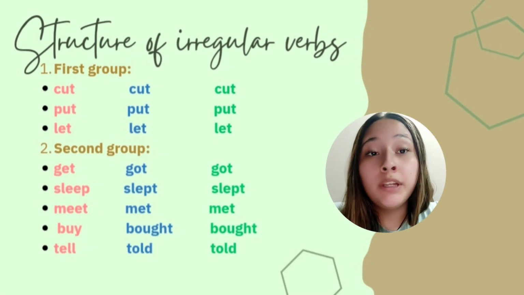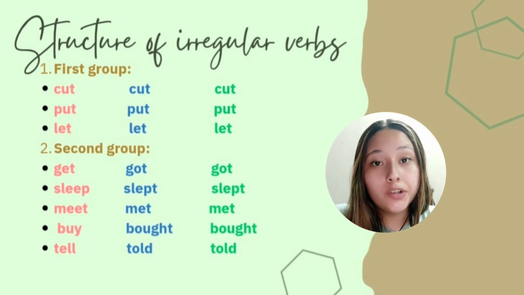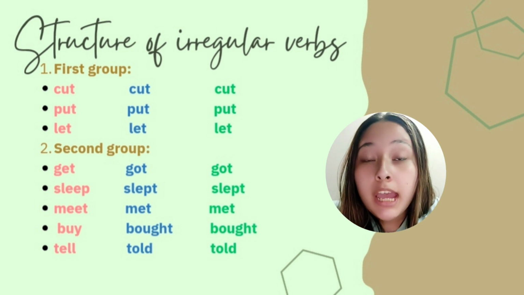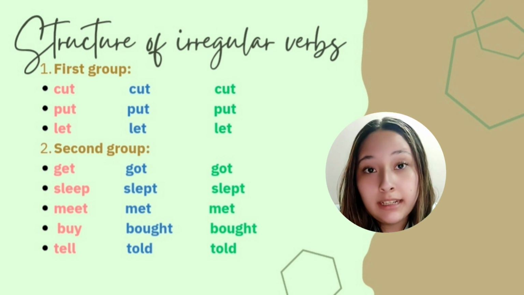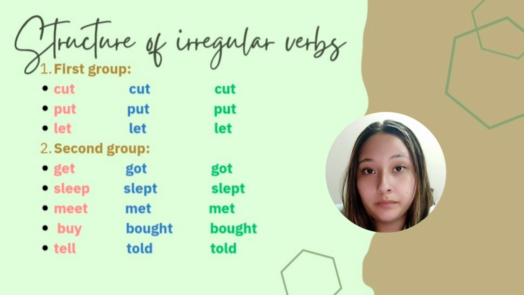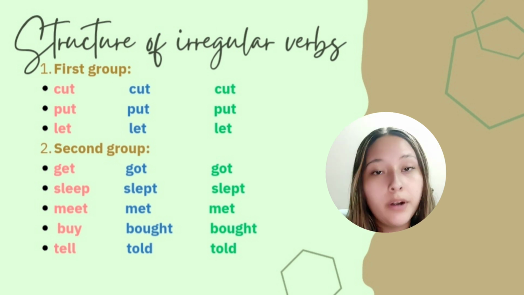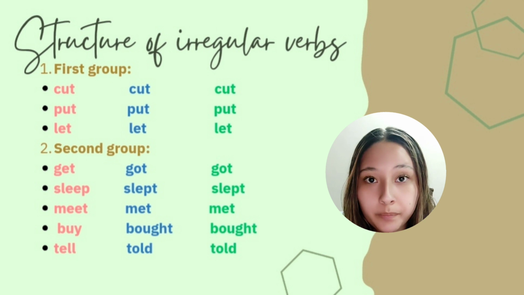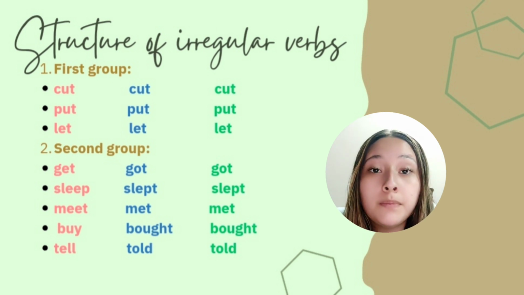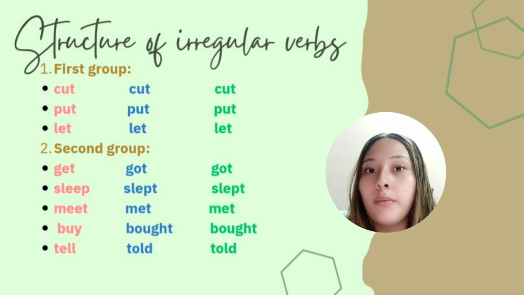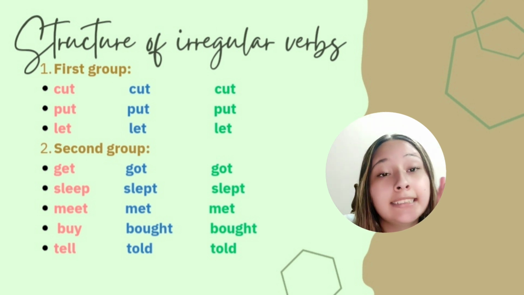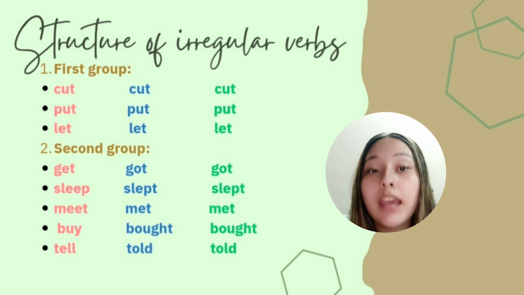Now I'm going to talk about the structure of the irregular verbs. Irregular verbs are divided in 3 groups. The first group are those verbs that in the 3 forms of the verb are the same. What I'm saying when I say the 3 forms of the verb, I'm saying that the base form, the past simple, and the past participle of the verb are the same.